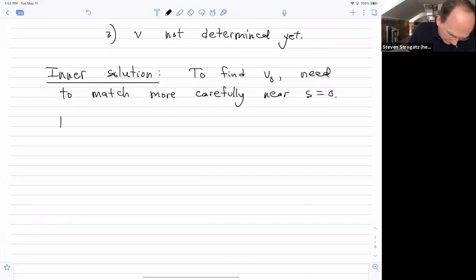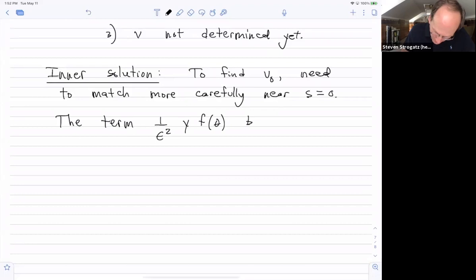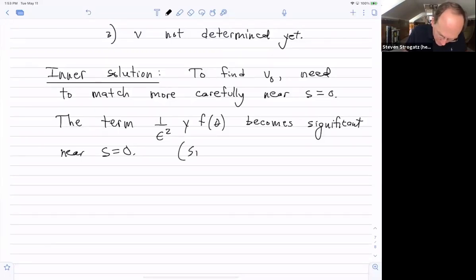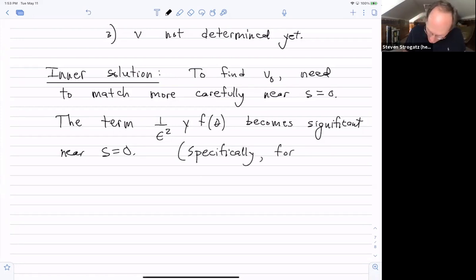All right. As I say, we left out this term, the one over epsilon squared y times f of theta. We know that that becomes significant near s equals zero, so we can't neglect it anymore. And actually, when we say near s equals zero, we really mean specifically for s of the order of epsilon or smaller. And how can we see that? Why do we know that that's a reasonable scaling?